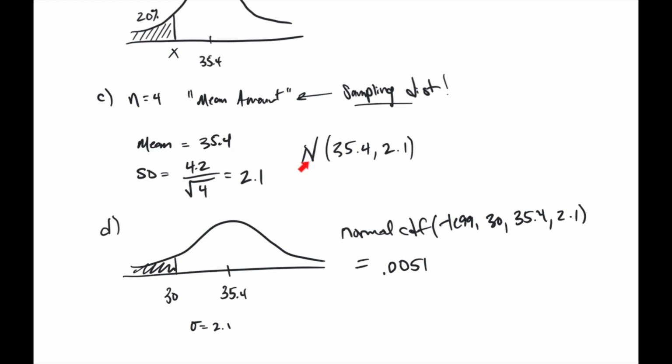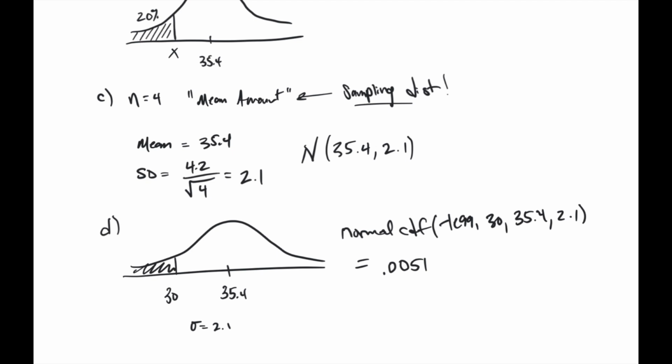Now, we're already told that the population is normal, so that means the sampling distribution will also be normal. It's going to have a mean of 35.4. The standard deviation divided by the square root of the new sample size, which is 4, gives us a new standard deviation of 2.1. Right? The next part says, okay, so now that you have a sample of 4 years, what's the chance that the average of those 4 is less than 30?